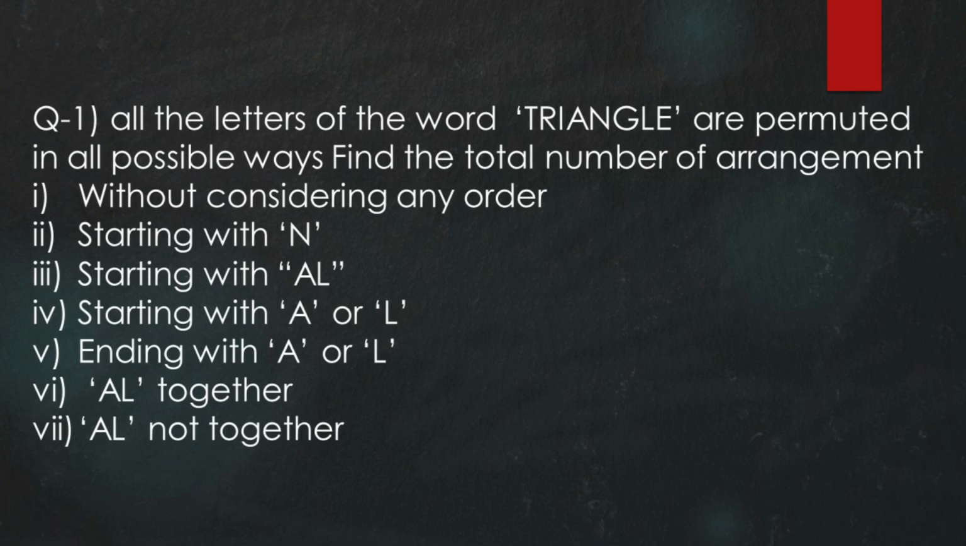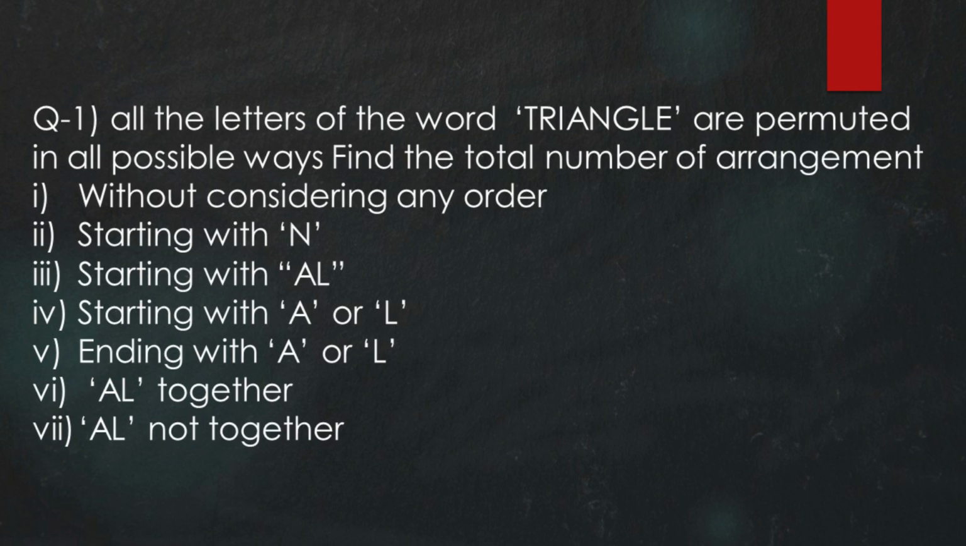All the letters of the word TRIANGLE are permuted in all possible ways. Find the total number of arrangements without considering any order, starting with N, starting with AL, starting with AOL, ending with AOL, AL together, AL not together.